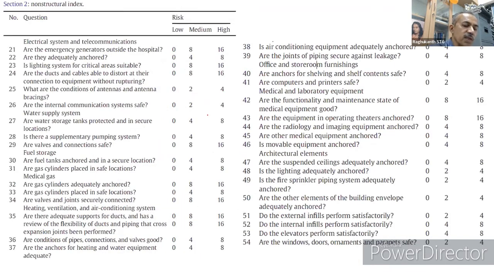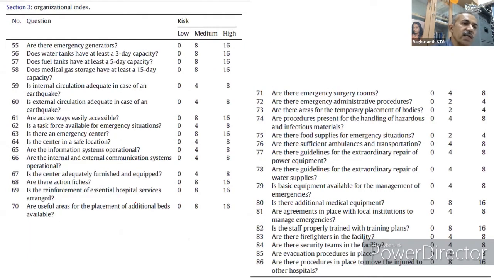This is for the structural component. When it comes to the non-structural components, there are the electrical system, telecommunications, fuel tanks, gas cylinders, medical gas. All these things have been given questions, like air conditioning equipment, joints of piping, anchors, architectural elements, movable equipment like the X-ray machine, the CT scan, radiology, windows, parapet walls; everything has been covered. So now we have made a questionnaire based on all these things. And then organization and disaster preparedness, like whether an emergency generator is there.